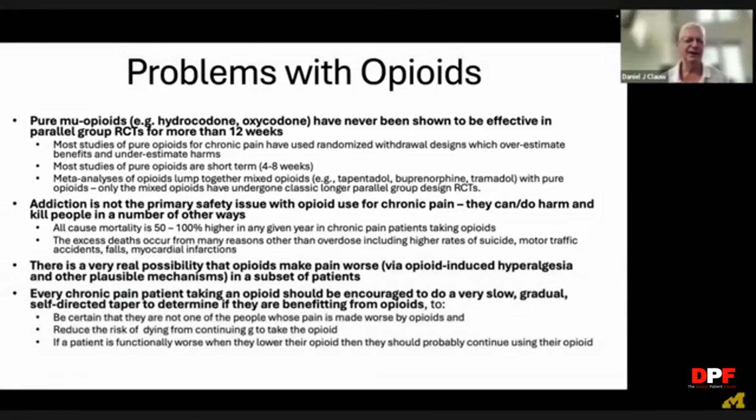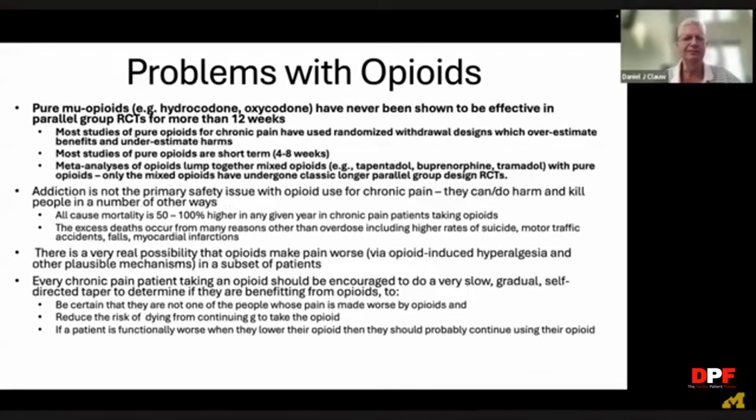Given all this, I think that any chronic pain patient that is taking an opioid should be encouraged to do a very slow, very gradual, self-directed taper to make sure they're benefiting from opioids before they continue to take all of these risks associated with opioid use and chronic pain.